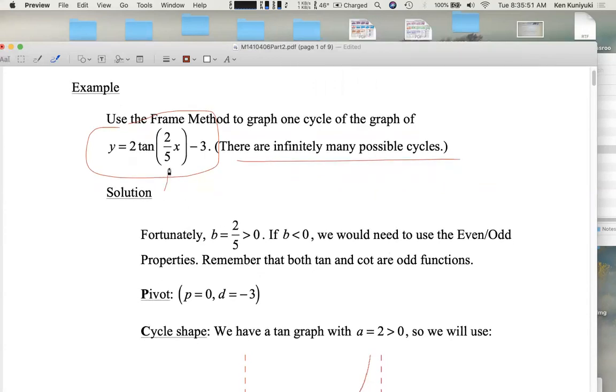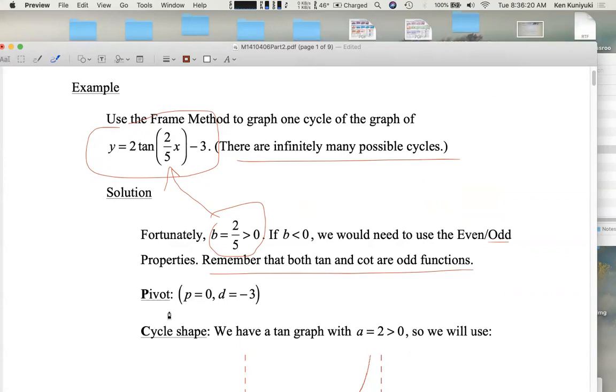Now, first of all, notice here that b, the coefficient on x, is positive. B equals 2/5, which is positive. That's great news for us, because if b were negative, we'd have to use the odd property for tangent or cotangent functions. If we had a negative 2/5 x, for example, then the negative sign we'd need to pop out. Here, b is positive, no problem. Remember that both tangent and cotangent are odd.